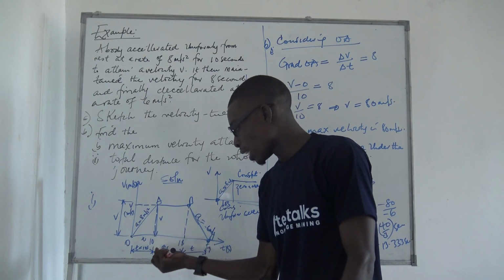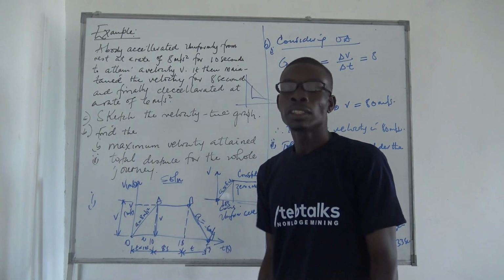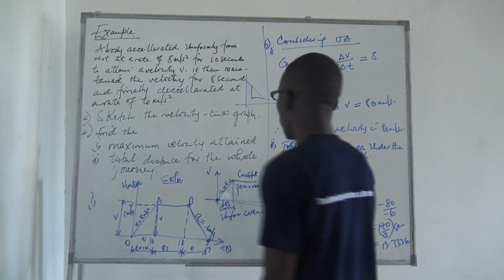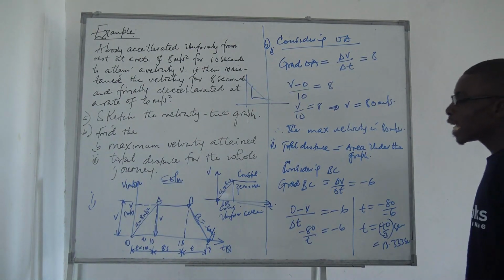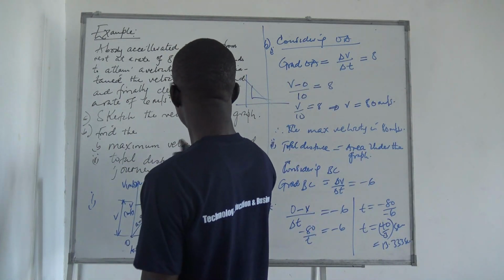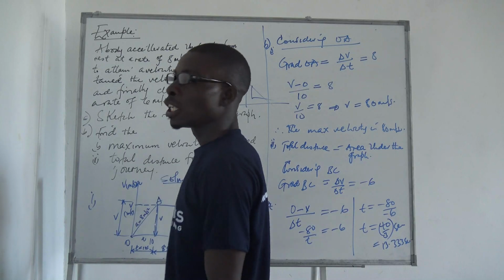Here they said the constant one was for 80 seconds. But here we don't know the time. Is that okay? And now we said that is our velocity-time graph. And then we said that supposing they tell you to find the maximum velocity attained.